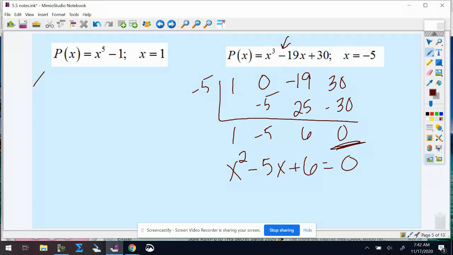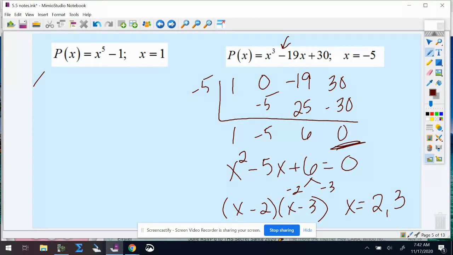If I want to figure out what makes that equal to 0, I can factor. So I need numbers that multiply to get 6 and add to get -5. That's -2 and -3. So we get x minus 2, x minus 3. So the other 2 solutions are 2 and 3. So it allows us to use synthetic division to get it simpler for us so that we're able to factor.